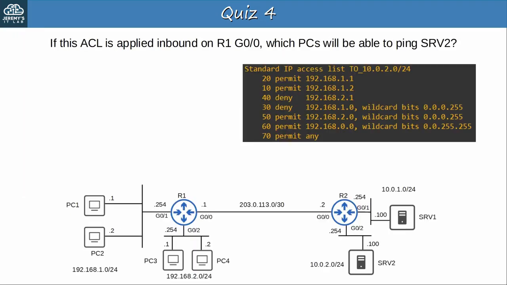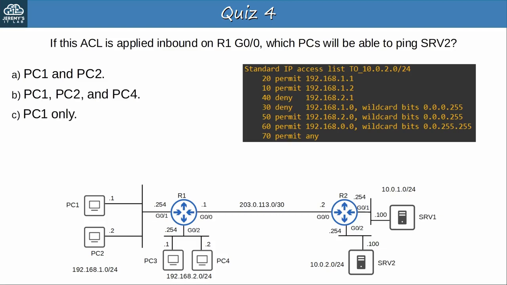If this ACL is applied inbound on R1 G0/0, which PCs will be able to ping server 2? A. PC1 and PC2. B. PC1, PC2, and PC4. C. PC1 only. D. All PCs. Or E. PC3 and PC4 only. Pause the video to think about your answer. The answer is D. All PCs.